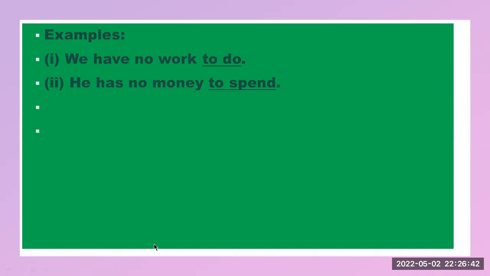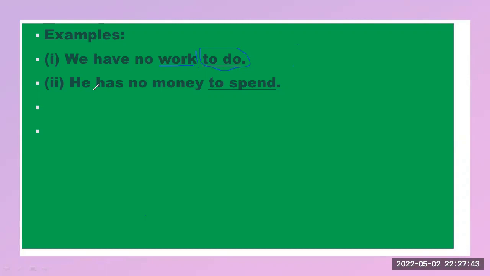Now, look at example one. We have no work to do. To do is the infinitive phrase here. Now, watch that this shares a common boundary with a noun. The noun here is work. Now, if we say we have no work, someone wants to know which work you are talking about. And so to do describes the work we are referring to. When you say we have no work, or if you say we have some work, which work? The work to do. All right, to do then describes the work we are talking about.